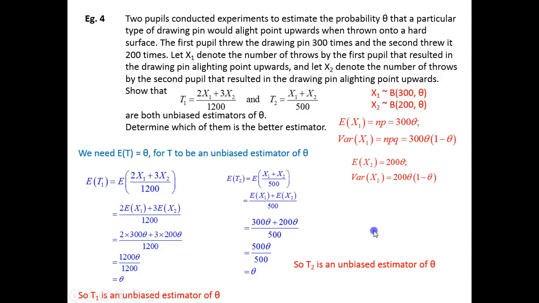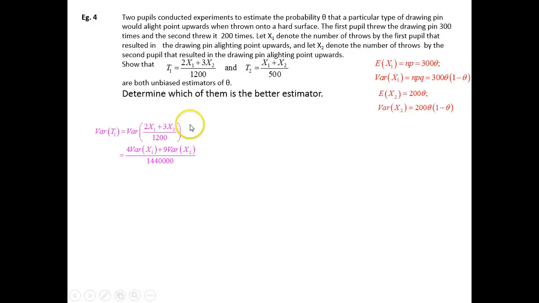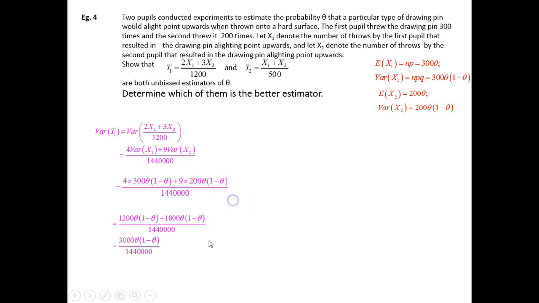So now we need to work out their variances. So the variance of T1, we square the coefficients, so 4 times the variance of x1 plus 9 times the variance of x2 over 1200 squared. Each variance I substitute, so I've got 300 theta (1 minus theta) for variance of x1, 9 times 200 theta (1 minus theta) for the variance of x2. Multiply out, I have 1200 theta (1 minus theta) and 1800 theta (1 minus theta).